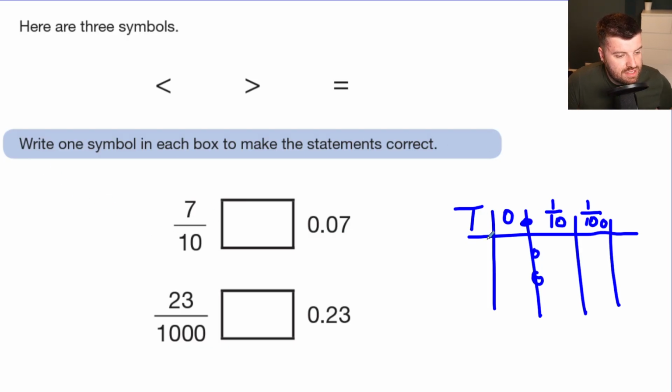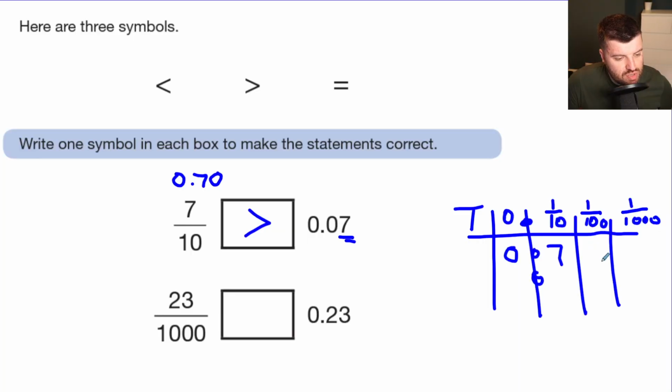So 7/10, put 7 in the tenths column. Decimal stays there, put a placeholder. This is the same as 0.7. Clearly then, this is larger than 0.07 because we put another placeholder in. 7/10 is larger. This is in the hundredths column. 7/10 are bigger than 7/100ths. Hundredths get very small. Next up, we have 23 thousandths. Again, past hundredths, we know these are thousandths.